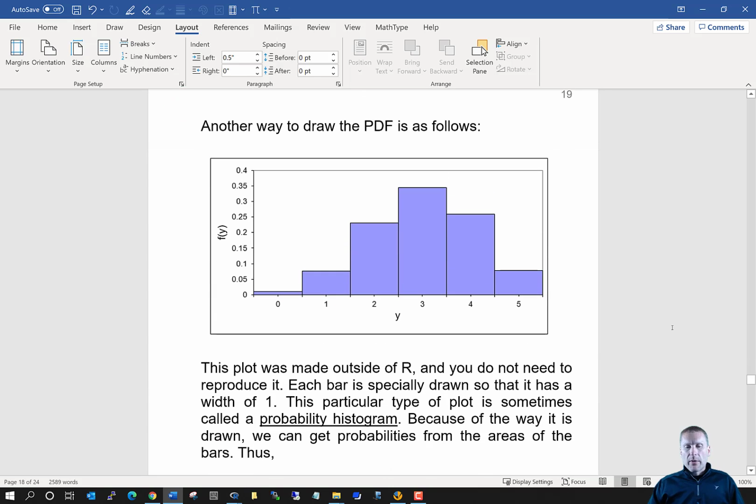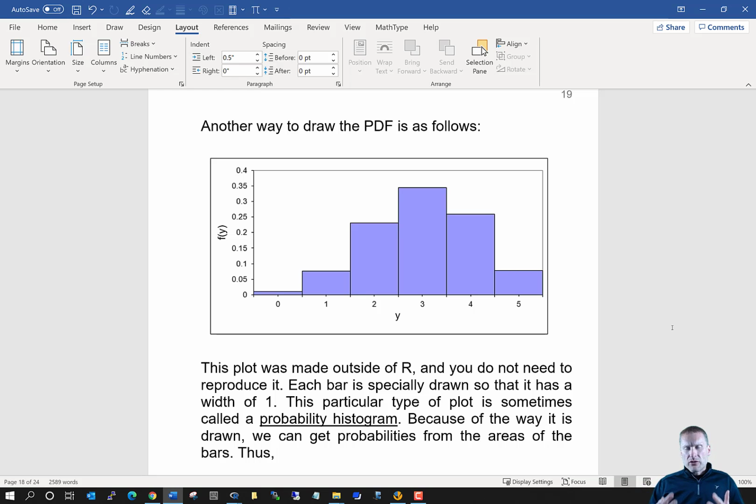Now, another way that we could actually draw this plot is what's shown here. And don't worry about being able to do this. The whole purpose of me introducing this other kind of plot is for some future notes coming up.